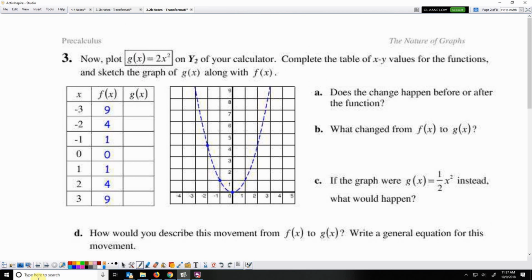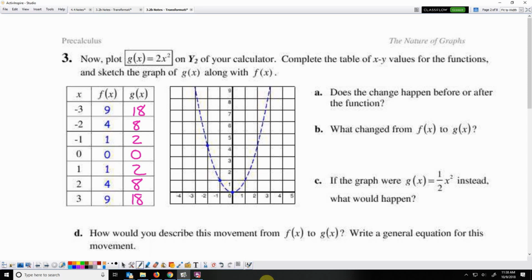Okay, now this time we are multiplying by a 2 here. So we're doing the squaring and then multiplying by 2. So for x squared, here's your outputs. For 2 times x squared, we've got to square this and then multiply by 2. So that's 9 times 2 is 18. Negative 2 squared is 4 times 2 is 8. Negative 1 squared is 1 times 2 is 2. 0 squared is 0 times 2 is 0. 1 squared is 1 times 2. 2 squared is 4 times 2. 3 squared is 9 times 2.